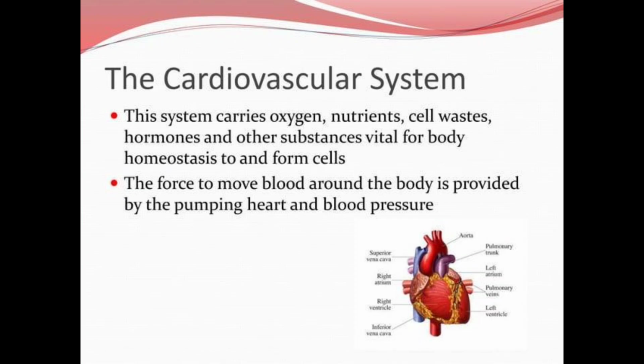The cardiovascular system carries oxygen, nutrients, cell waste, hormones and other substances vital for the body's homeostasis, and from the cells. The force to move the blood around the body is provided by the pumping heart and the blood pressure.